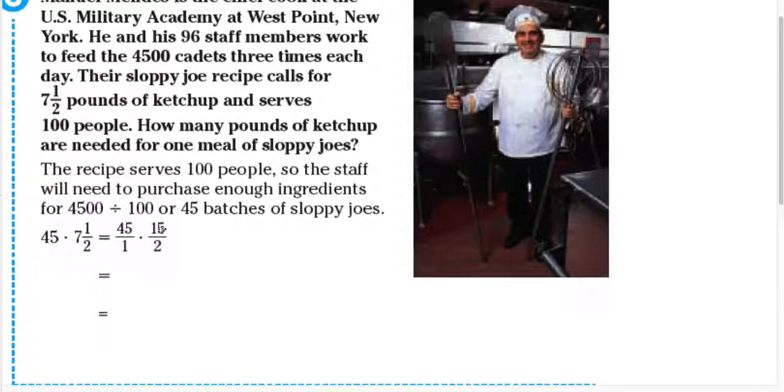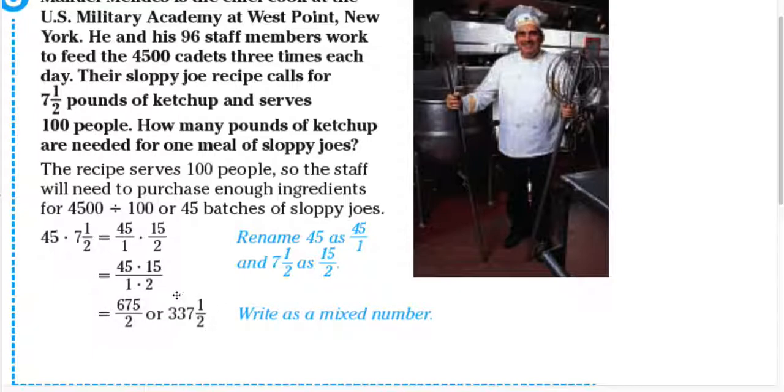So you have 45 over 1 times 15 over 2. We don't see any GCFs, so we multiply straight, numerator and denominator. Again, we just rename 7 and 1/2 as 15 over 2 and 45 as 45 over 1. Multiplying directly across, we end up with 675 over 2, or 337 and 1/2. So we have 337 and 1/2 pounds of ketchup needed to feed 4,500 cadets.